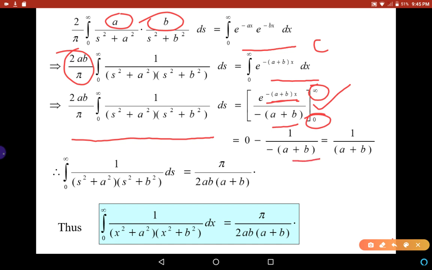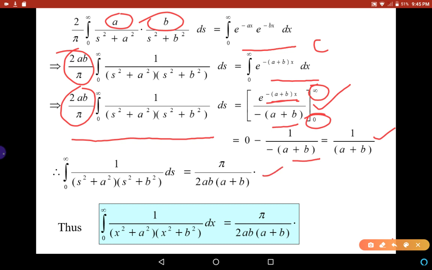So minus into minus becomes plus here. So this is equal to 1 by a plus b. Therefore, now the integral 1 by s square plus a square into s square plus b square ds is equal to, this 2ab by pi comes to the right hand side and becomes pi by 2ab into a plus b.